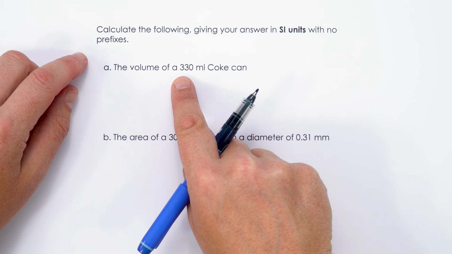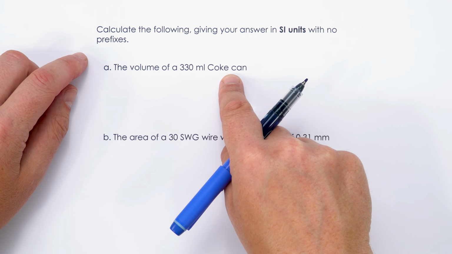In this worked example, you need to understand what the prefixes mean in order to actually work out a final answer in standard SI units. So the first question, we need to calculate the volume of a 330 millilitre Coke can.